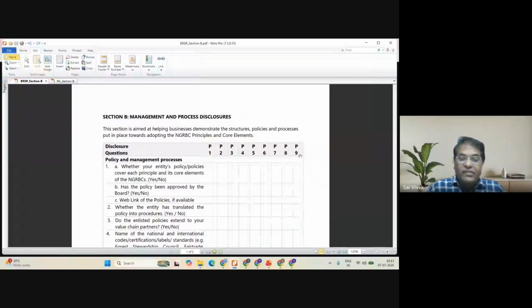The fifth principle is human rights. Human rights, whatever they are as per global standards, are to be equally given to all in its value chain, be it the people, the workforce, or even beyond the gate of the entity.